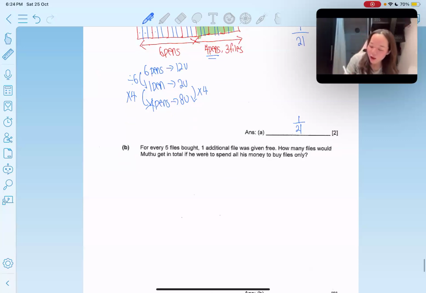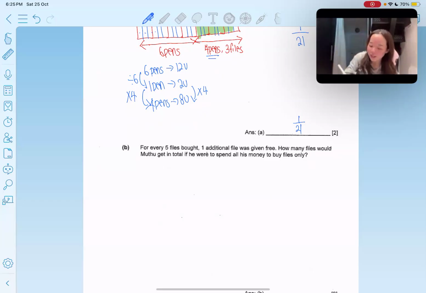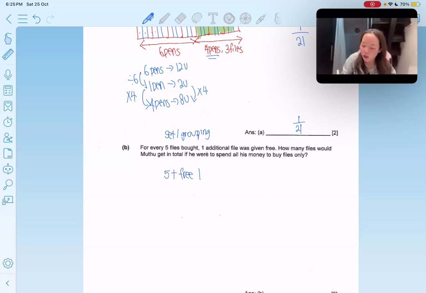For every 5 files bought, 1 additional file was given free. First, identify what type of question this is. This is a set or grouping question. Usually when you see buy 3 get 1 free, buy 5 get 1 free, these are set questions. So we have buy 5 plus free 1, which means that one set has 6. The question is, how many files would Muthu get in total if he were to spend all his money to buy files only? How much money did Muthu have? Muthu has 21 units, right?